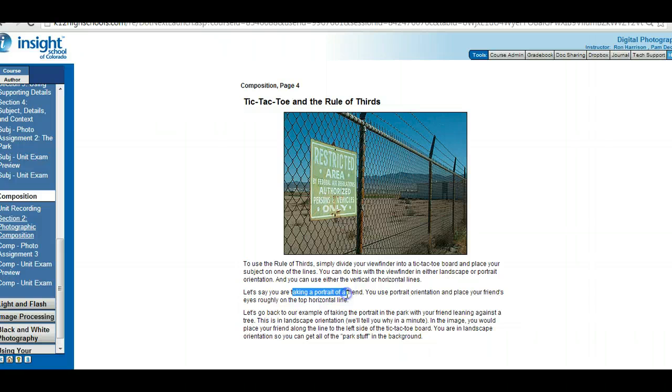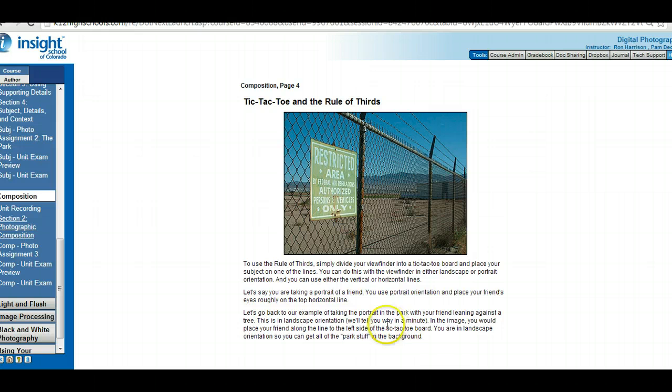It's like if you're taking a picture of your friend, use the portrait orientation, and your friend's eyes would be roughly near the top of the picture, so your friend wouldn't be right in the center of the picture. If you take a picture of your friend at a park leaning against the tree, of course you're going to use landscape orientation, and you place your friend maybe along the tic-tac-toe line on the left.